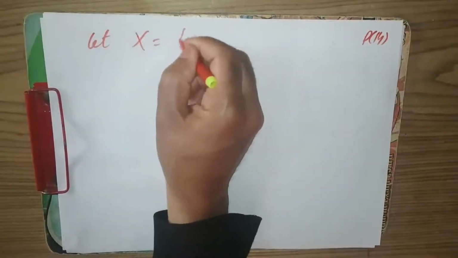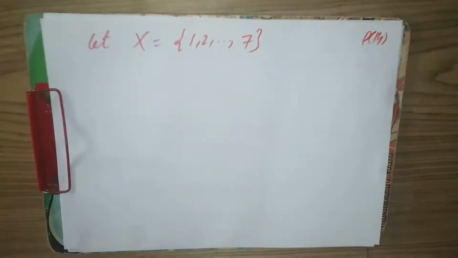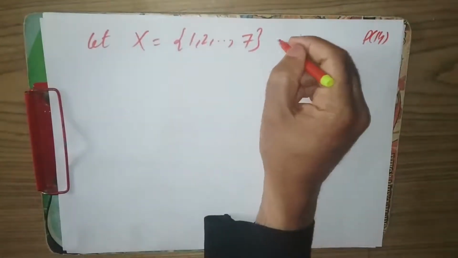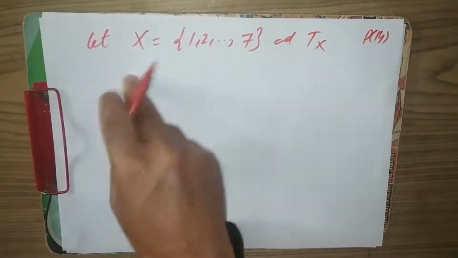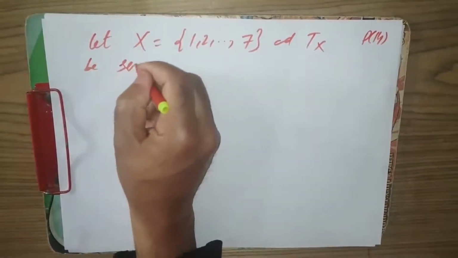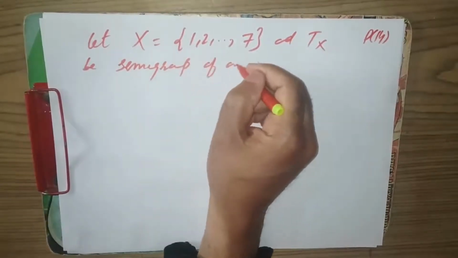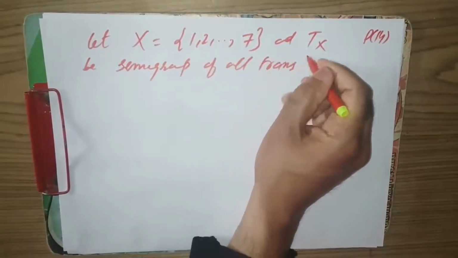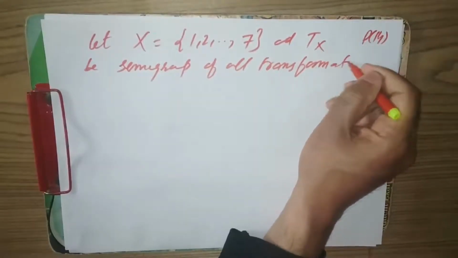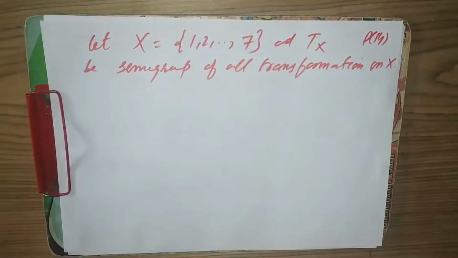So let X be equal to {1, 2, up to 7}, taking 7 elements. And T_X is the set of all mappings from X to X, which is a semigroup of all transformations on X. It's the full transformation semigroup.